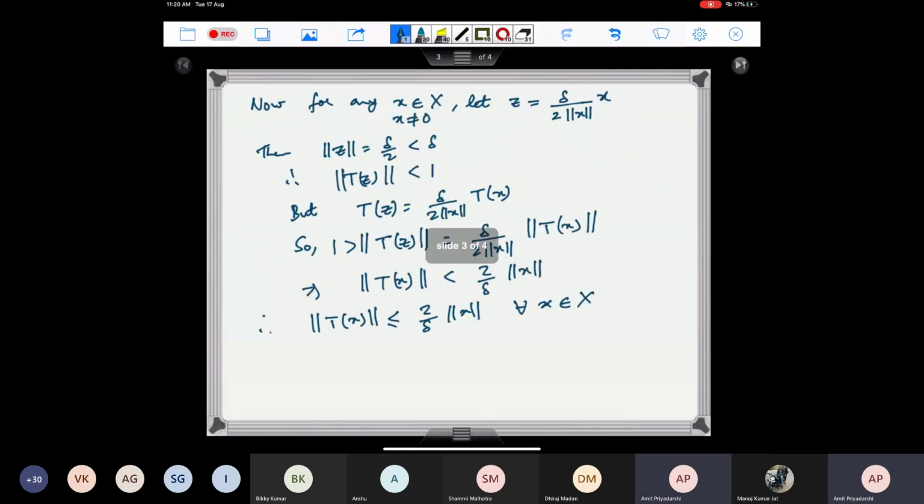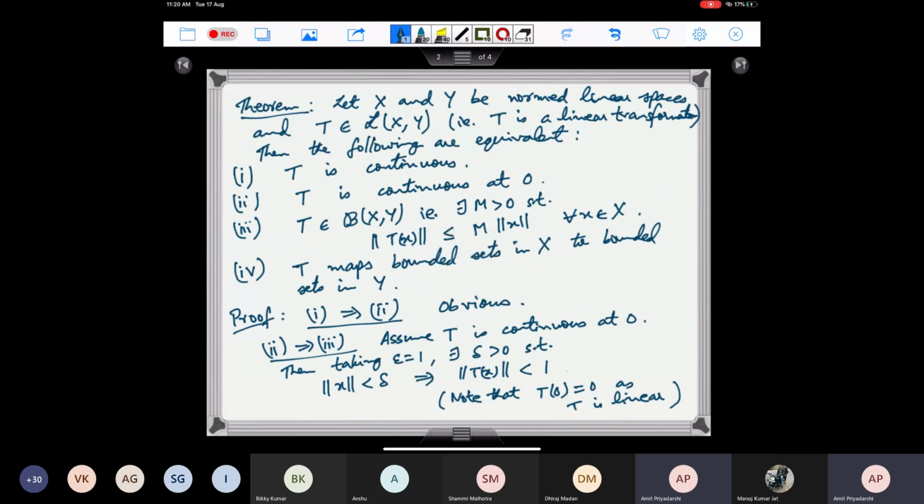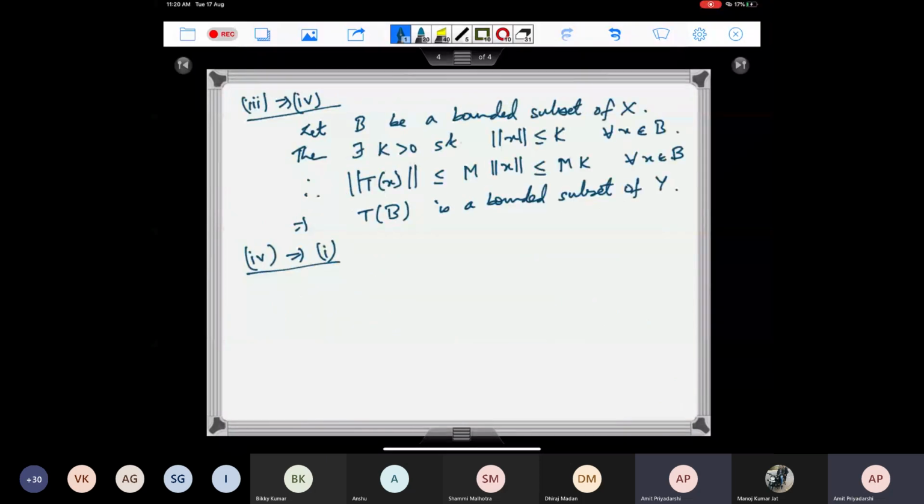So if T maps bounded set to bounded set, we have to prove that T is continuous. So we are assuming that T maps bounded set to bounded set. So assume T maps bounded set to bounded set.